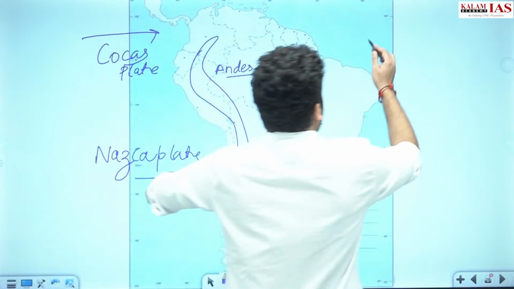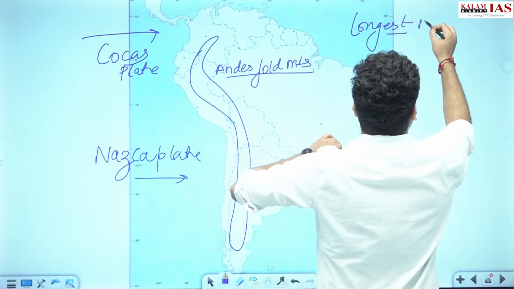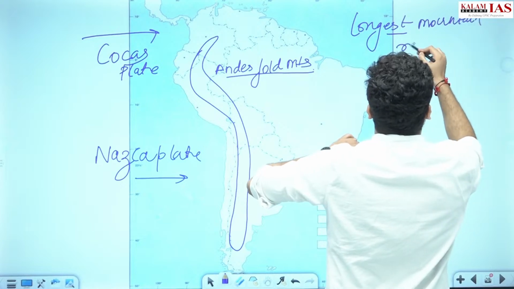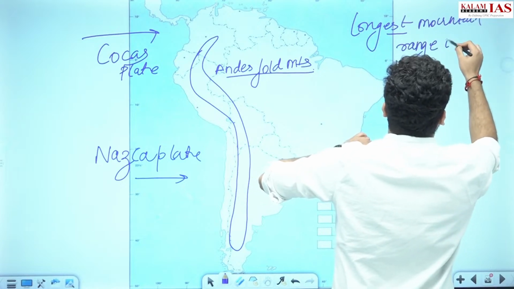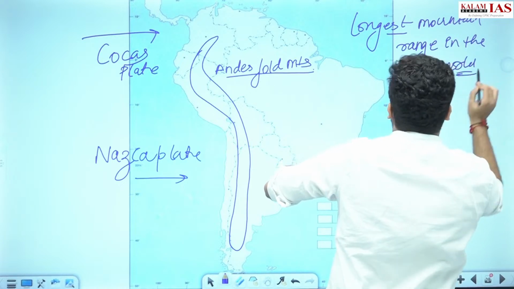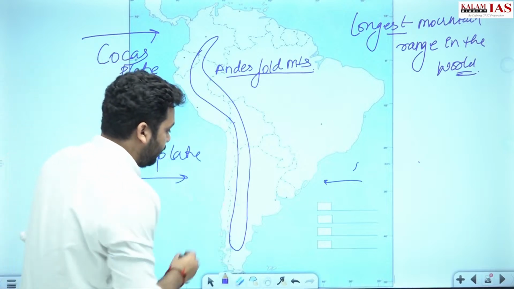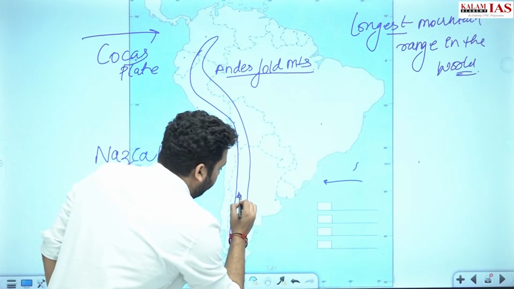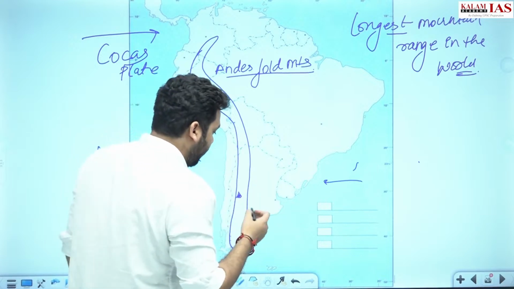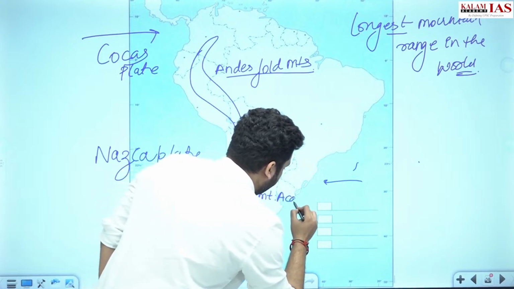Longest mountain range in the world. The highest peak of the Andes and South America is Mount Aconcagua.